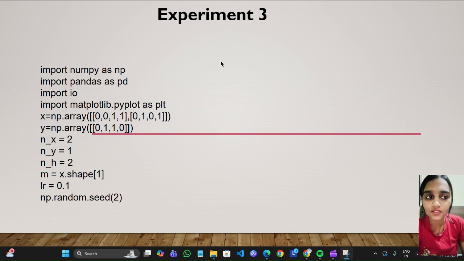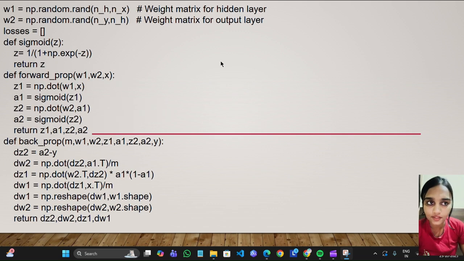Then we define the structure of our network. N_x equal to 2 means we have 2 input neurons. NH equal to 2 means there are 2 neurons in the hidden layer. NY equal to 1 means 1 output neuron. We also initialize random weights for the hidden layer W1 and output layer W2. These weights are adjusted during training to minimize the error.